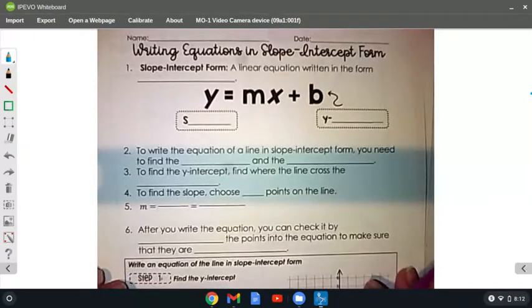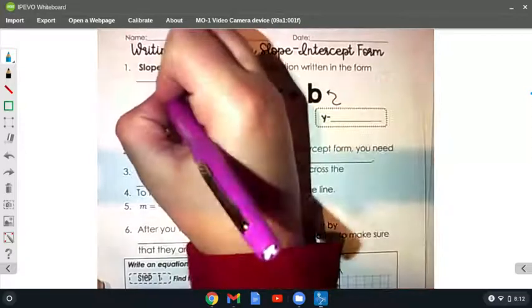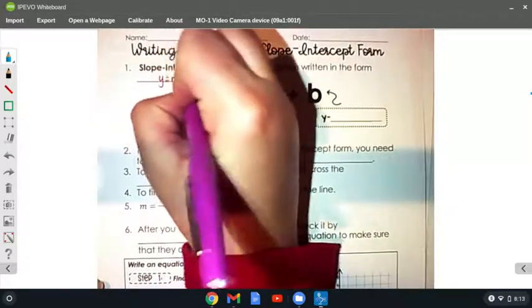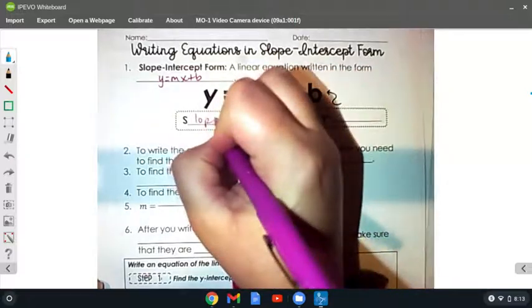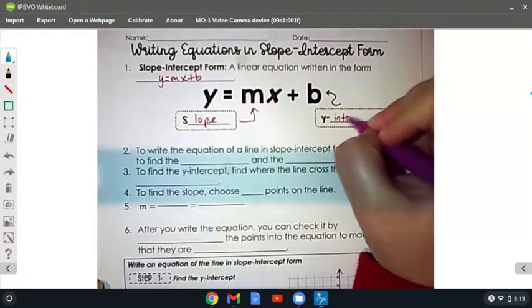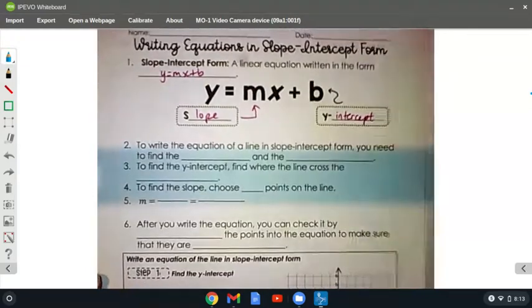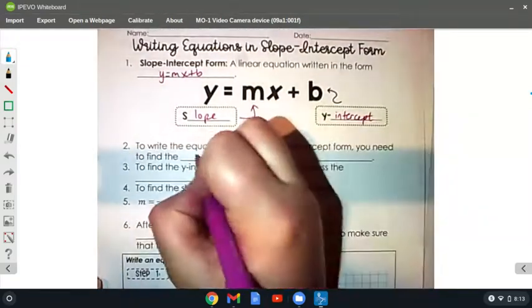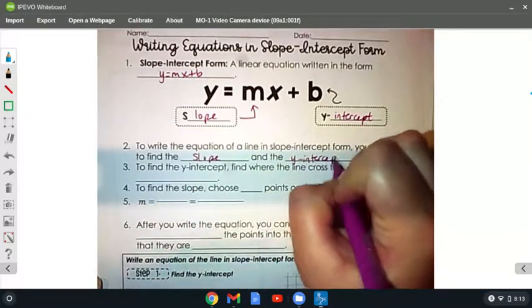So your quick reteach here is that slope-intercept form is a linear equation written in the form y equals mx plus b. M is our slope. B is our y-intercept. To write the equation of a line in slope-intercept form, you first need to find the slope and the y-intercept. That's your first steps.